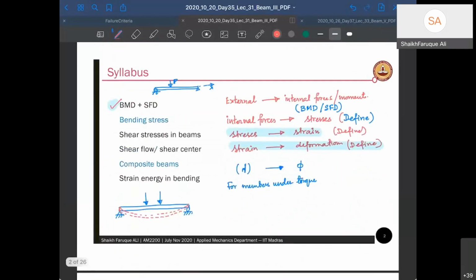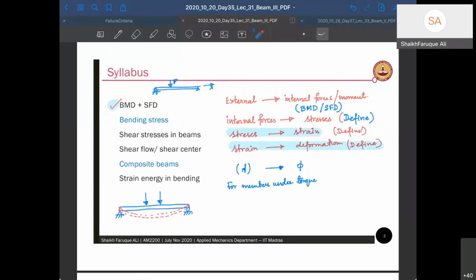Okay, so here is my first slide. As usual, it tells you what are the things that are there in the syllabus. BMD SFD is part of the syllabus, which you have already learned in your engineering mechanics course. Right, so this is important for us to go through. And then you have to learn bending stress, its definition and its qualitative and quantitative understanding. Then comes the shear stresses in beams, which will also have a qualitative and quantitative understanding. Then we will use those understandings for composite beams, right? And then we will move into shear strain in bending.